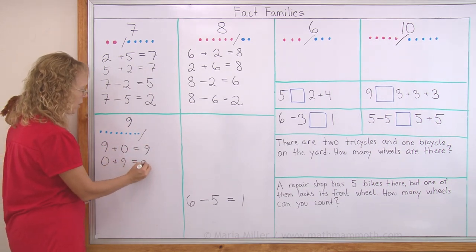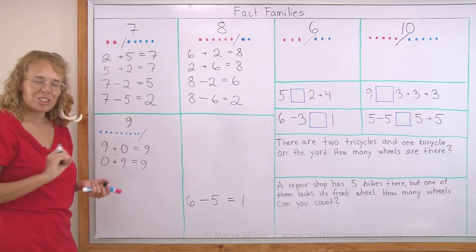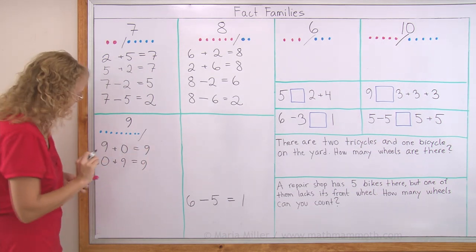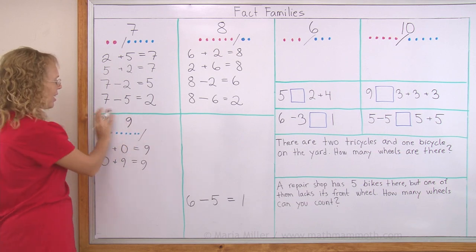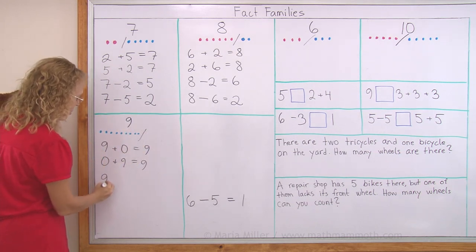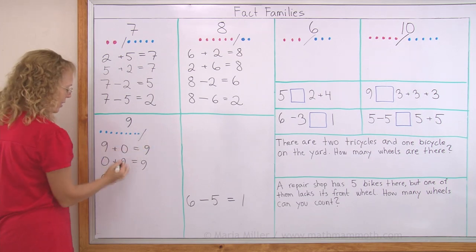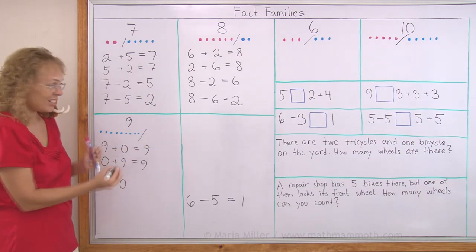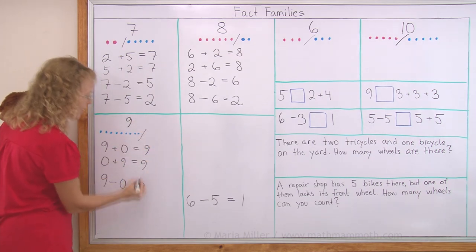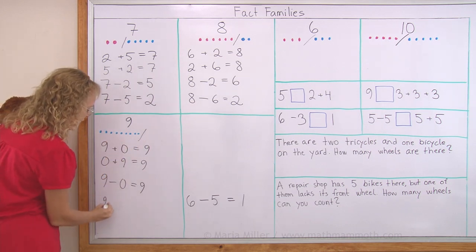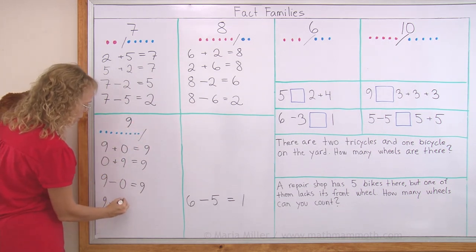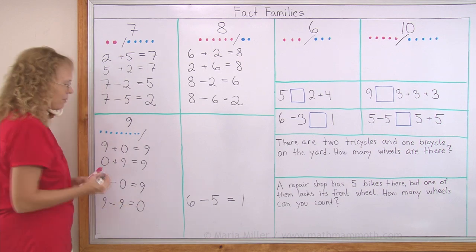That also equals 9. How about the subtractions? Can you tell me what those will be? Start with how many there are in the beginning. There are 9 in the beginning. And then which ones go away? Let's say these go away. 0. 9 minus 0. None of them go away, so 9 are still left. And then let's say that these go away. All 9 go away. 0 left.